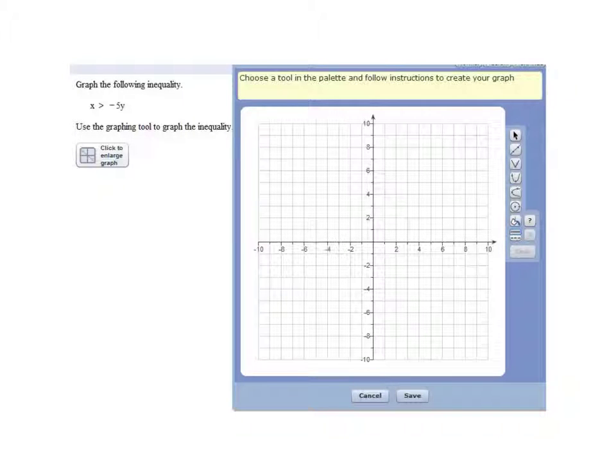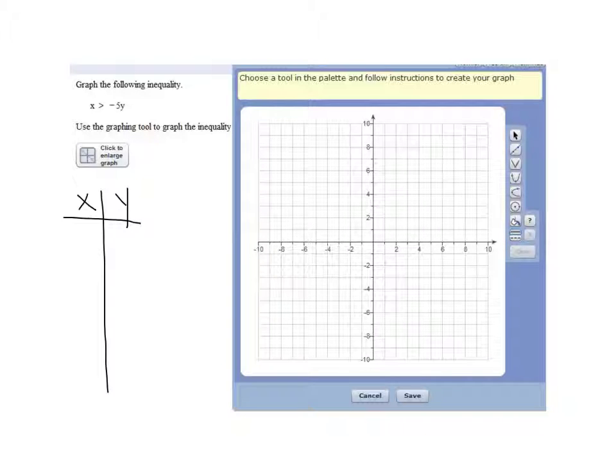Inequalities graph very much like equations do, linear equations, and these are all linear inequalities. So one of the things that you can do is to make a chart and pick values and then find some points so that you can graph it. Now in this case, we have our x and y. Usually we pick x's and then solve for y, but since this one has an x greater than negative 5y, it would be easier to pick values for y and see what x is equal to there.